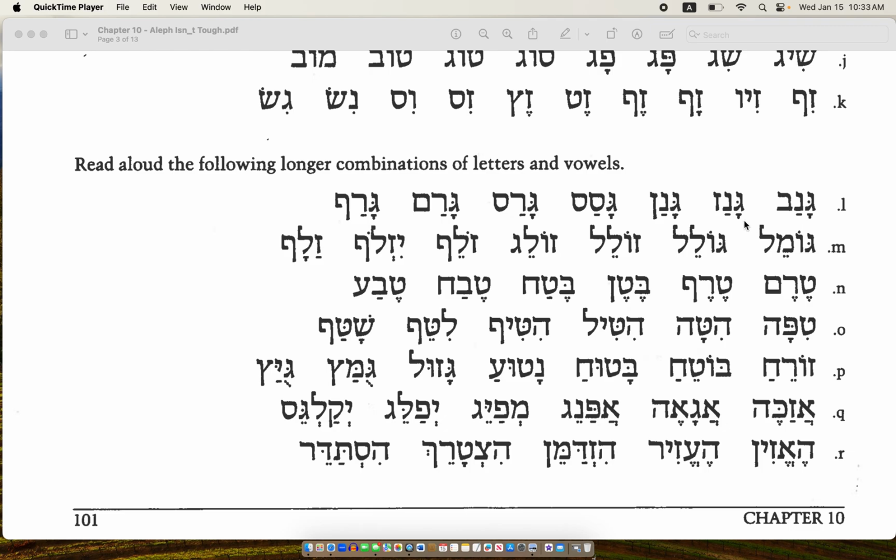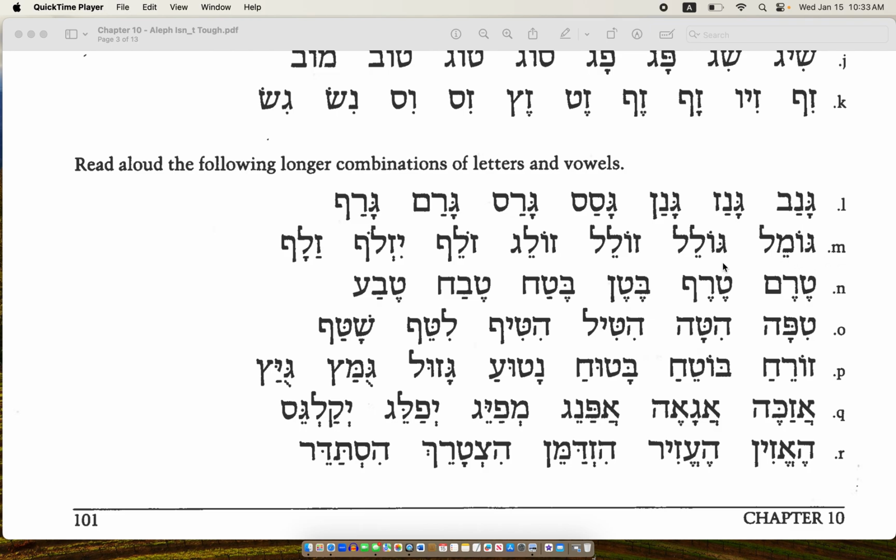Line L. Ganav, ganaz, ganan, gasas, garas, garam, garaf.